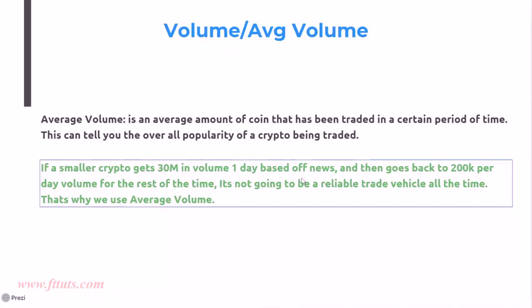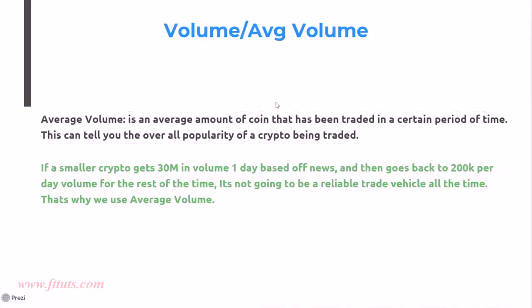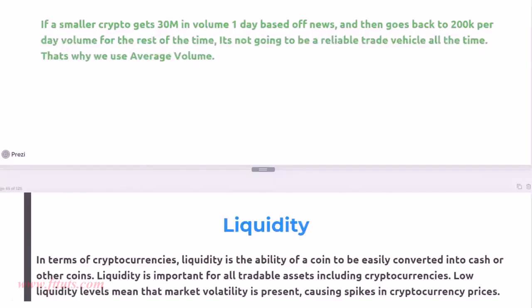And that is why we use average volume to determine if something is going to be a trade vehicle or not. I do this all the time in the stock world. I'll create a list of stocks that all have pretty good average volume to use as trade vehicles, because if you are constantly looking at stocks that have no volume whatsoever and no one's even interested in buying and selling them, getting in and out of the trade is going to be such an issue. And that is exactly why we're going to talk about liquidity now.